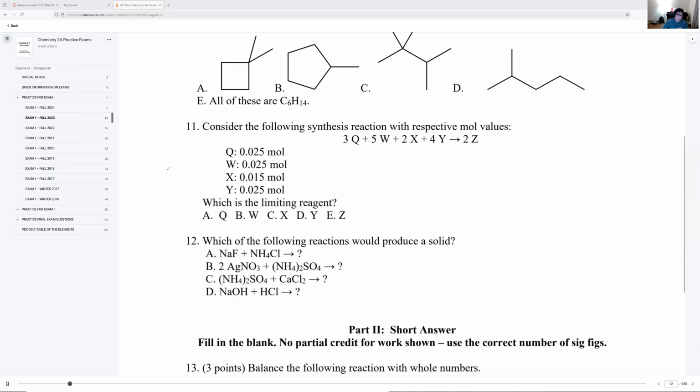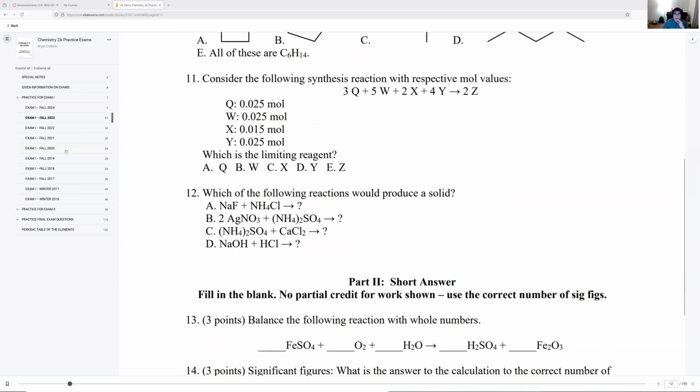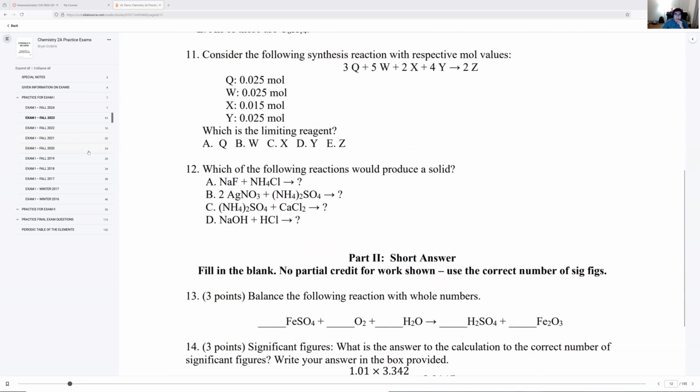So number 11 says, consider the following synthesis reaction with respective mole values. And it says, which is the limiting reagent? So this one, same idea as the first one we went over, where we had moles of different things, right? And then we converted them to moles of reaction. You just do the same thing here.